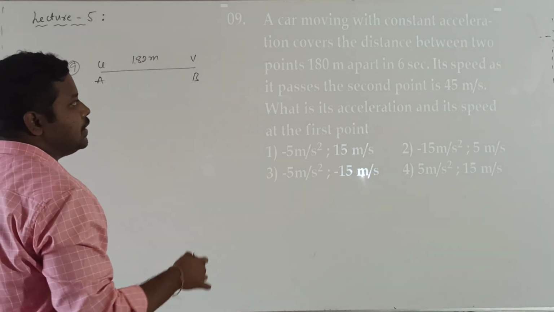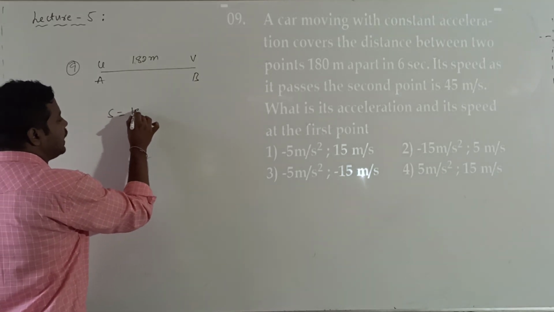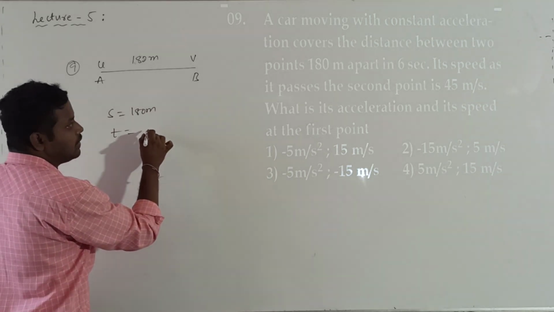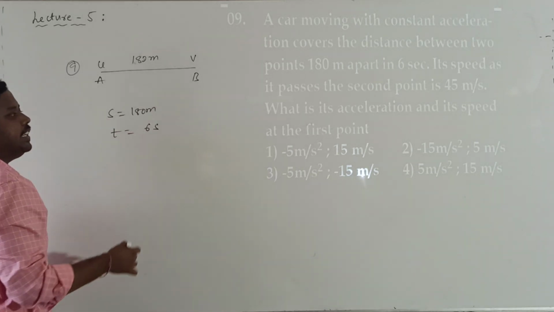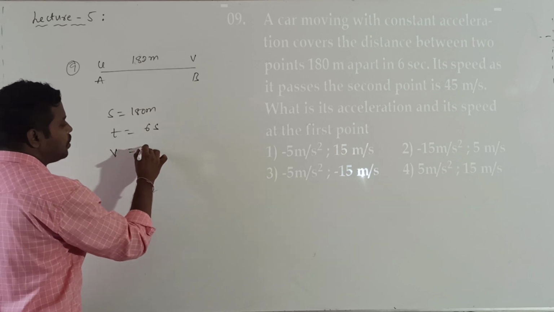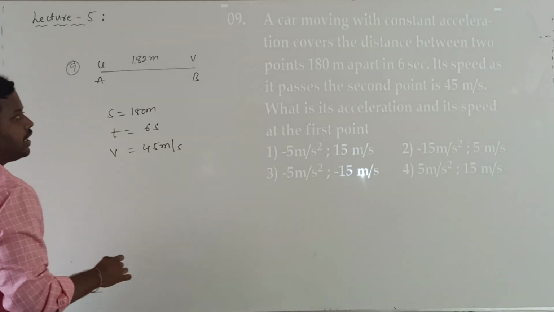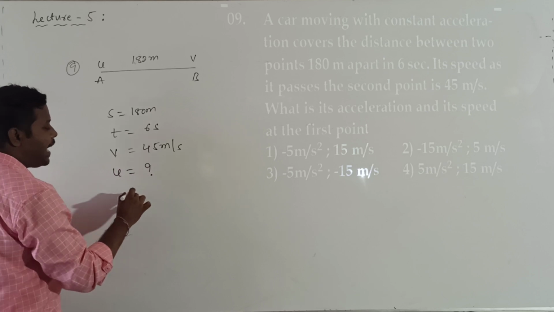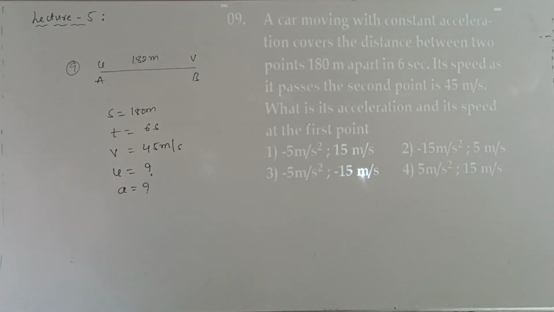So now the car is passing between these two points. What is the time taken by the car? The distance is 180 meters, and the time taken by the car to pass from A to B is given as 6 seconds. Then the velocity at B is also given. The velocity at B is v, and the v value is given as 45 meters per second. Now what are they asking us to calculate? They are asking us to calculate the value of u, the velocity at A, and the acceleration. They mentioned the motion is uniformly accelerated motion.